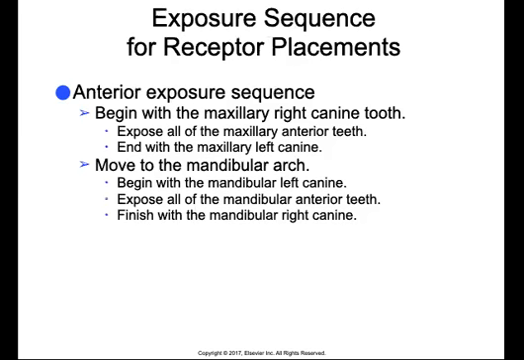So now the exposure sequence for anterior placements. You'll always want to begin with the anterior teeth. This is the canines and incisors. And you'll do this for the following reasons. First, the more tolerable anterior placements allow the patient to become more accustomed to the beam alignment device, and the anterior placements are less likely to cause the patient to gag.